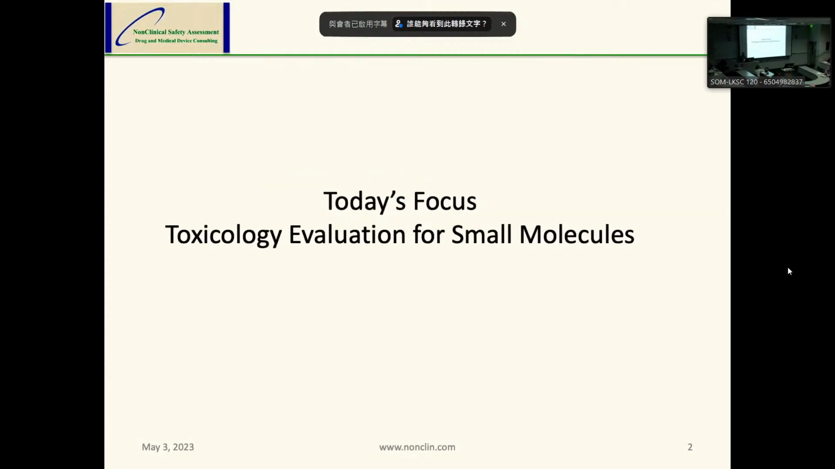The overall focus tonight will be toxicology evaluations for small molecules. But this basically forms a paradigm for testing of would-be pharmaceutical products, whether they're small molecules, large molecules, or devices for delivering drugs. The concepts are applicable broadly, and I'm talking to this from the point of view of small molecules.